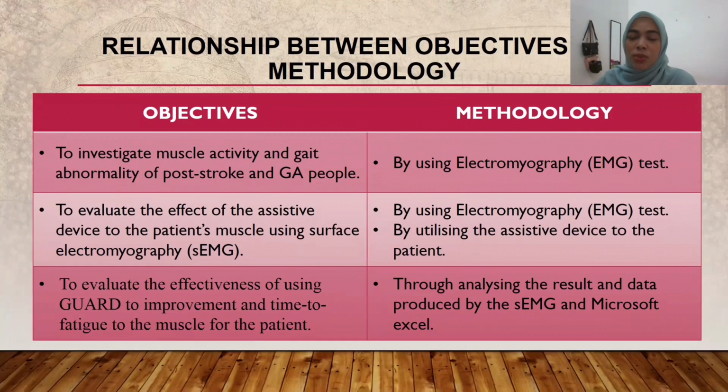Next is the relationship between objective and methodology. As we can see, I need to ensure I can achieve the objective through my methodology. Okay, so first, to investigate muscle activity and gait abnormality of GA people, I am using the electromyography. The second is to evaluate the effect of the assistive device. So to achieve the objective, I am using electromyography and utilizing the assistive device on the patient. And for the third objective, which is to evaluate the effectiveness, I am analyzing the result and data produced by the EMG and Microsoft Excel, where I am going to calculate the percentage between the patient with the device and without the device.